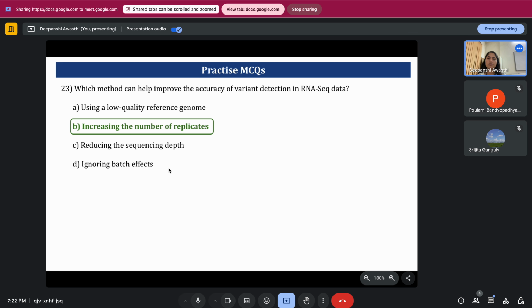Ignoring batch effects, not at all, because we have seen during our previous weeks that batch effects can have drastic effects on the identification. So we have to remove those batch effects. That's why we cannot ignore them. They can have severe outcomes. So the right option was increasing the number of replicates, because the number of replicates can help us improve the accuracy.